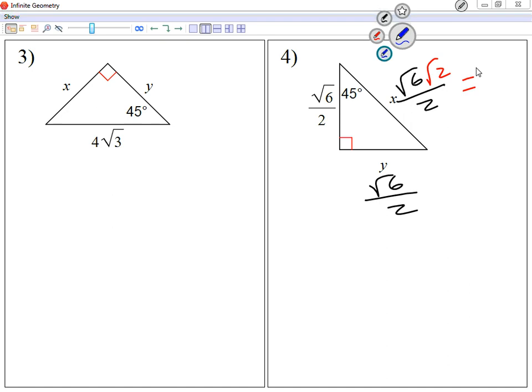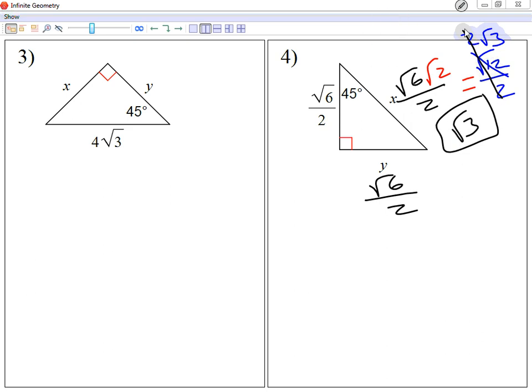So we have radical 12 over 2. But make sure your radicals are simple. Radical 12, isn't that 2 radical 3? Right, if you simplify radical 12? All right, so we have 2 radical 3 over 2, which is better known as radical 3. Notice how we had 2 radical 3 divided by 2. 2 divided by 2 cancels out. So I only have radical 3. So in order for us to get the hypotenuse, always multiply the side by radical 2. No matter what number it is, multiply by radical 2.